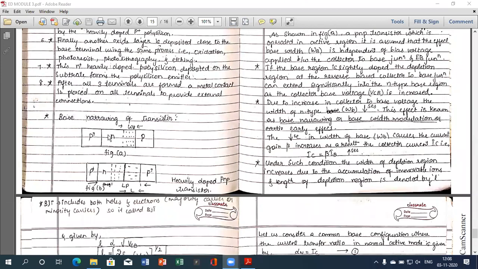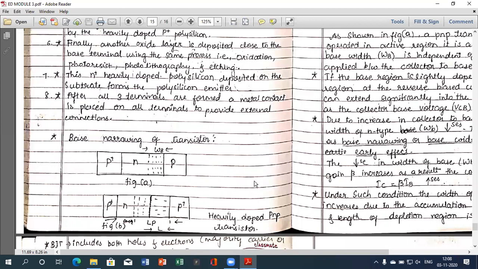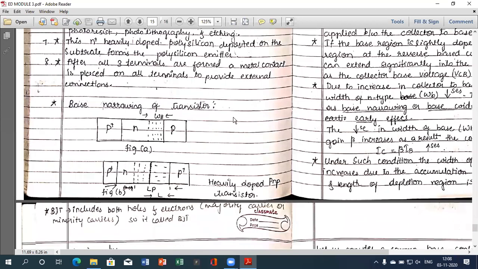The next topic is base narrowing of a transistor. In this topic, we are going to discuss what is the role of the base in a transistor and what happens when the base gets narrow. Narrow is nothing but a reduction in the base width. So that is what we are going to discuss. What is base narrowing of a transistor? Very simple concept. Now look at this figure A.